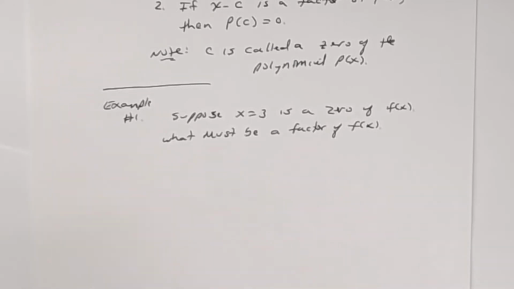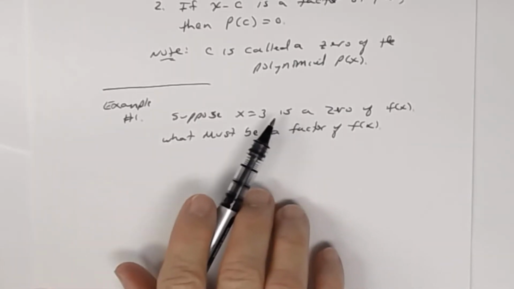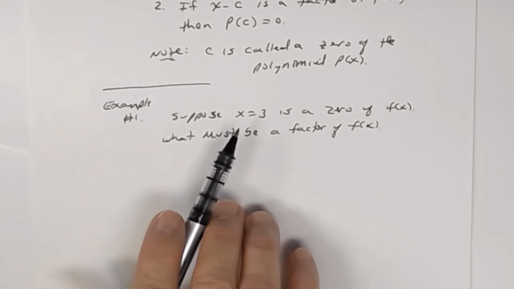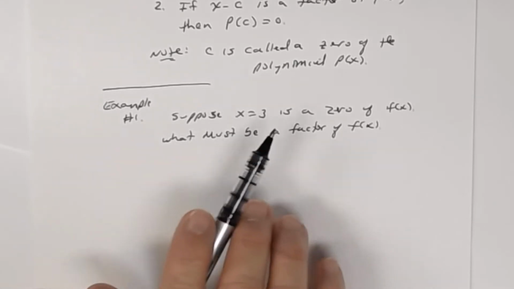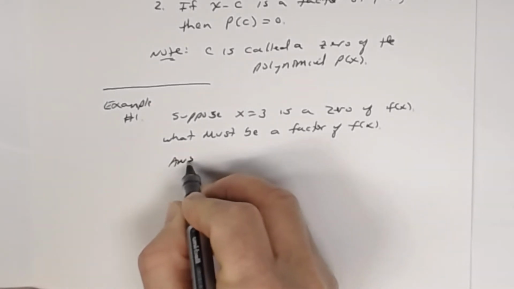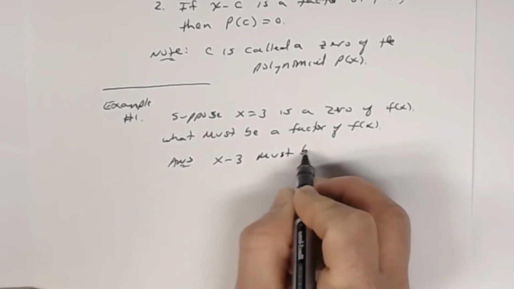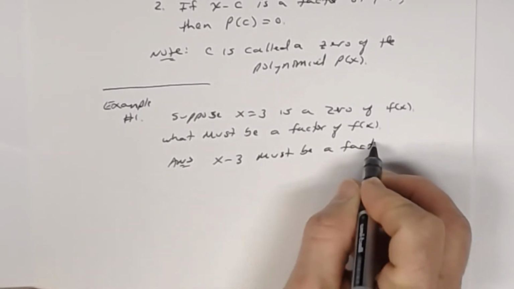So if you were to factor f of x, whatever f of x is, what must be one of the factors? Well, according to the factor theorem, if x equal 3 is a 0, then x minus 3 must be a factor. So the answer, x minus 3 must be a factor. Okay?